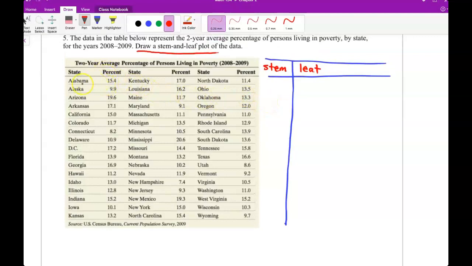For example, here for Obama we have 15.4. That 15 goes in the left column for the stem. 9.9, 9 is here. 19.6, 19 is here. 17.1, 17 is here. So I'm writing all these numbers here in order.